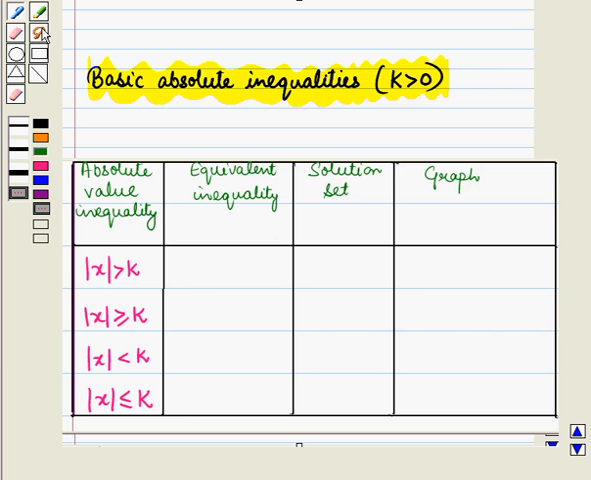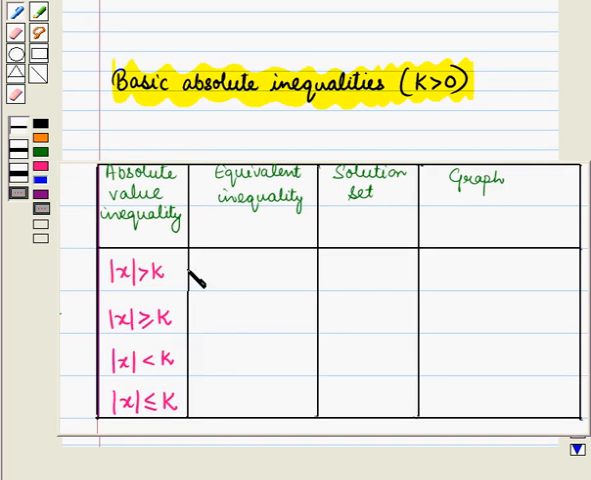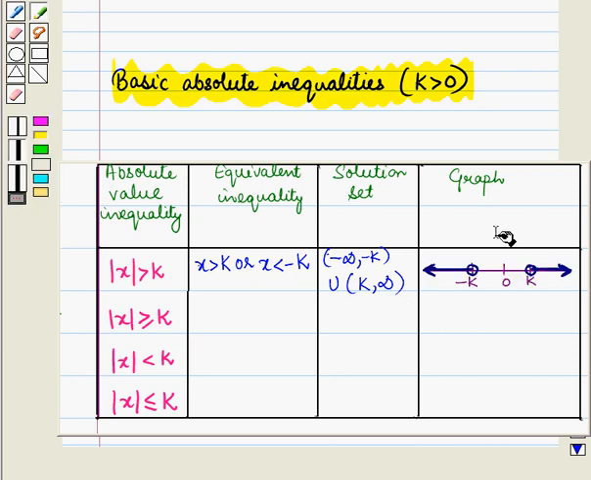Now let us see this table for basic absolute inequalities when k is greater than 0. For the inequality absolute value of x is greater than k, the equivalent inequality is x is greater than k or x is less than minus k, and its solution set is given by open interval minus infinity to minus k union open interval k to infinity, and this is the representation of the solution set of the given absolute value inequality on the number line.